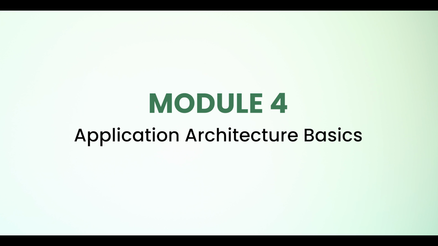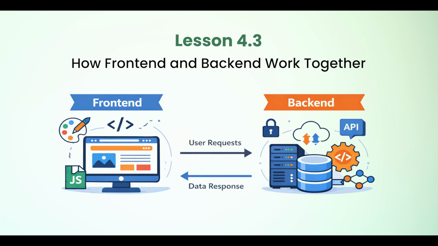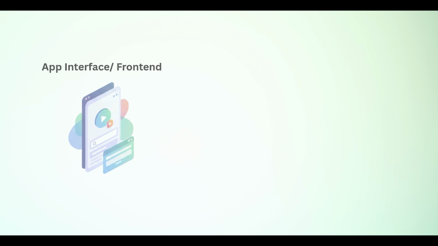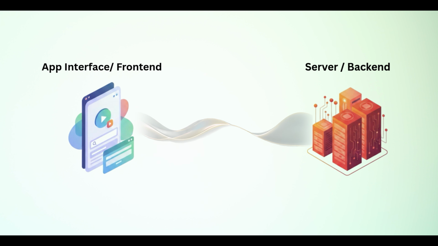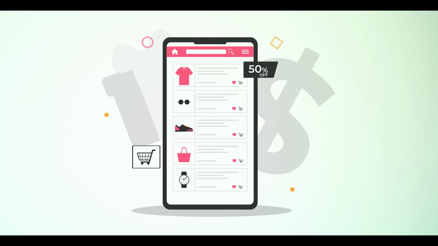Module 4, Application Architecture Basics. Lesson 4.3, How Frontend and Backend Work Together. We've looked at the front end and the back end in isolation. Now it's time to see how they communicate through APIs to create a complete application.